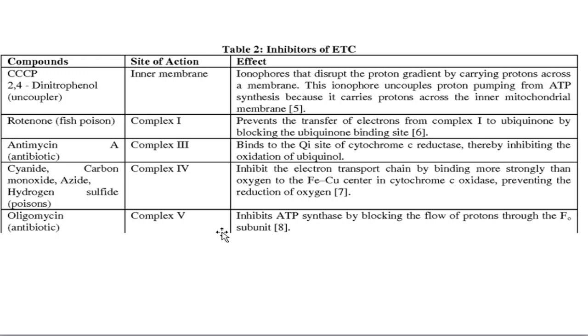Antimycin A is an antibiotic which inhibits the electron transport chain by disturbing complex 3 structure. It binds to the quinol site of cytochrome C reductase, and it inhibits the oxidation of your ubiquinol. Whereas cyanide inhibits the electron transport chain by binding to complex number 4.